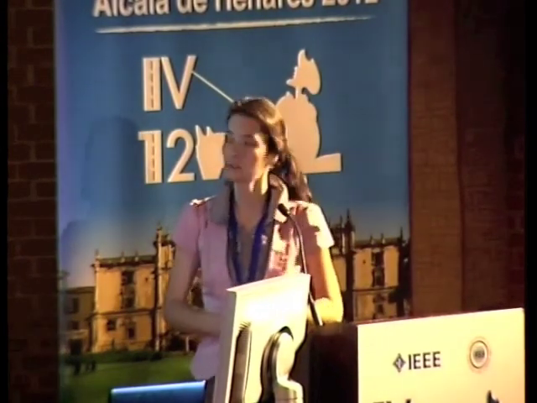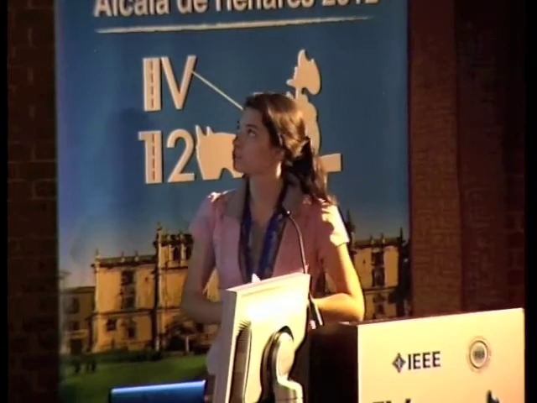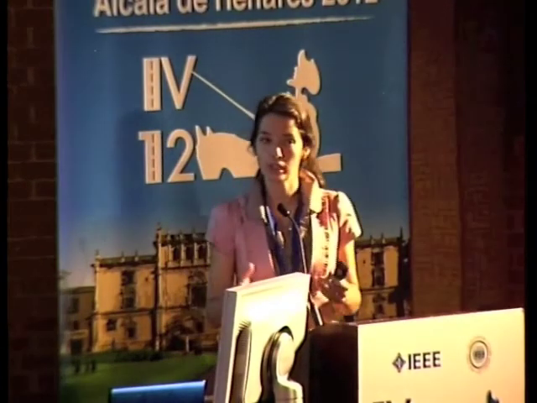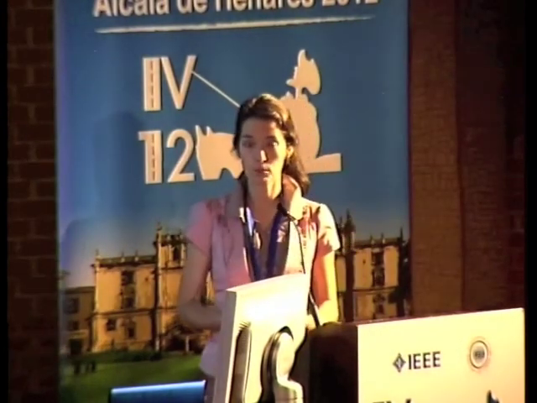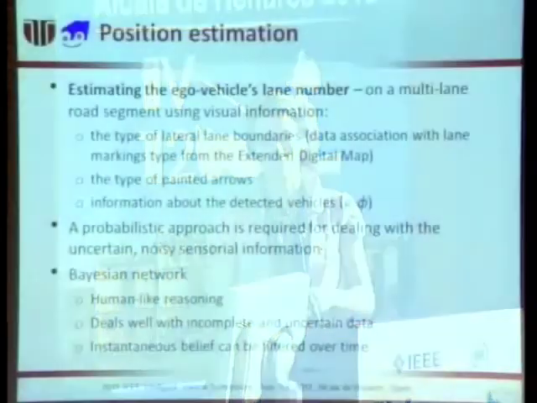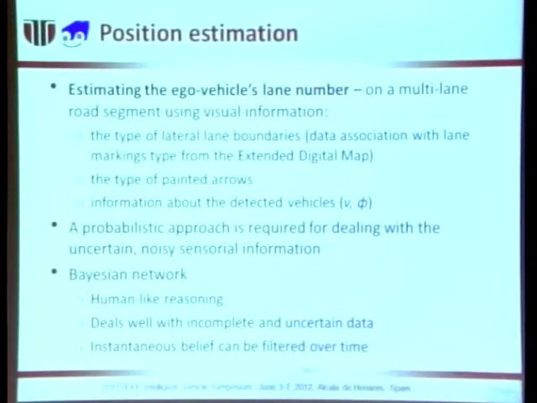We moved then on to our second objective, which was position estimation: estimating the ego vehicle's lane number on a multi-lane road segment. We do this considering that we have an extended digital map from which we know the prior structure of the road that we are traveling on. And we use as evidence the visual measurements, the type of lane boundary classification. These are used for data association with the lane markings from our extended digital map.